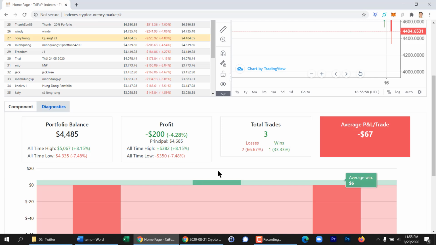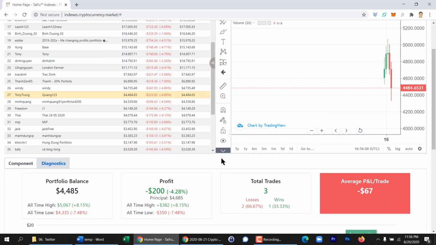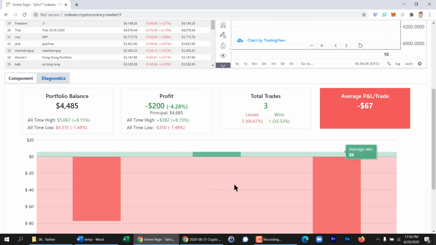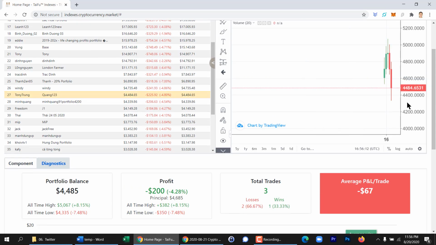Okay. So this trader must have chased the price of Tezos, because let me see. Yeah, they did, because August 15th.